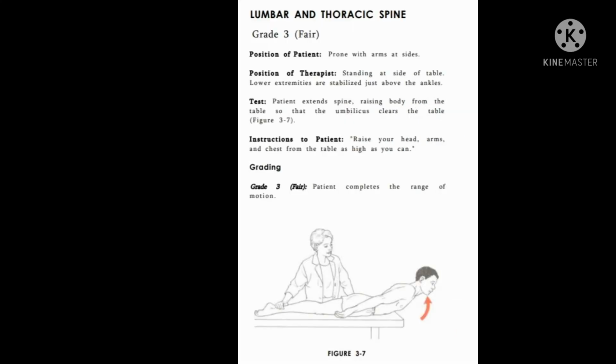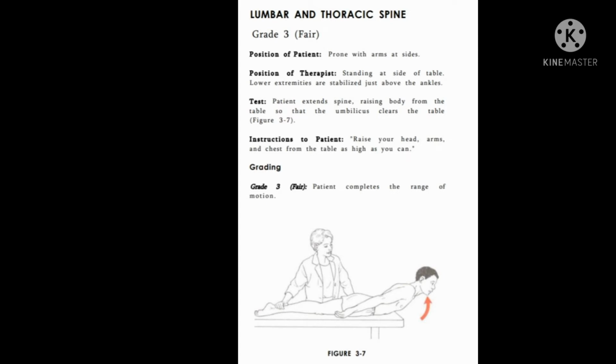Lumbar and thoracic spine, Grade 3. Patient position is prone with arms at the side. Therapist position: standing at the side of the table, lower extremities stabilized just above the ankle. Test: patient extends spine, raising body from the table so that the umbilicus clears the table. Instruction given to the patient: raise your head, arms and chest from the table as high as you can.